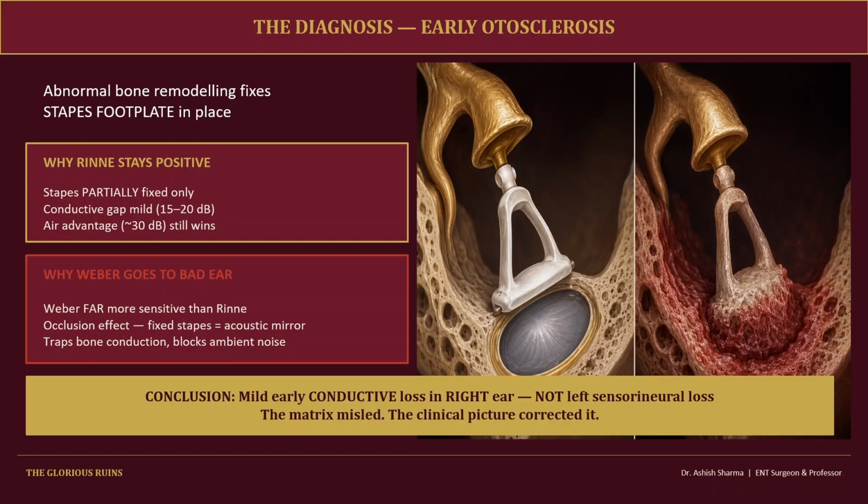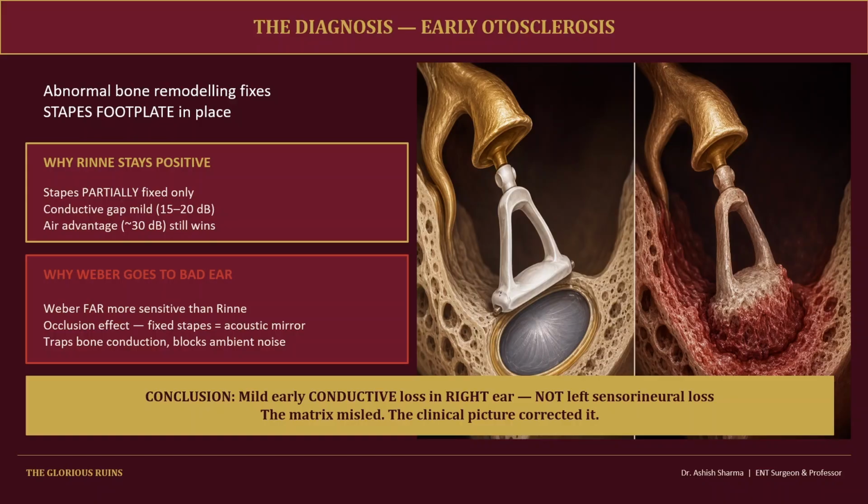It traps bone conducted vibrations inside the right cochlea and simultaneously blocks out ambient room noise from entering. The right cochlea is now sitting in relative silence, amplified bone conduction, no competing air noise. It hears the Weber fork with exaggerated clarity. So Weber detects this subtle edge immediately and shifts decisively to the right.